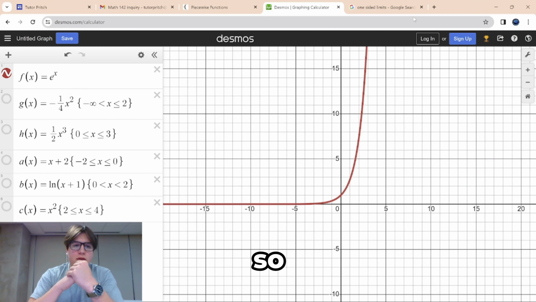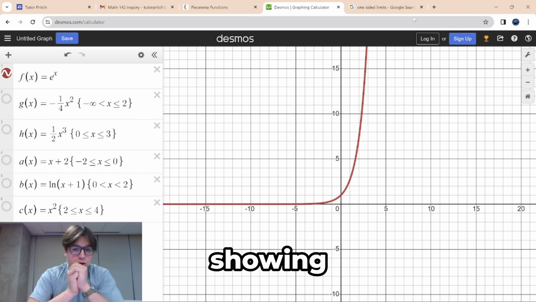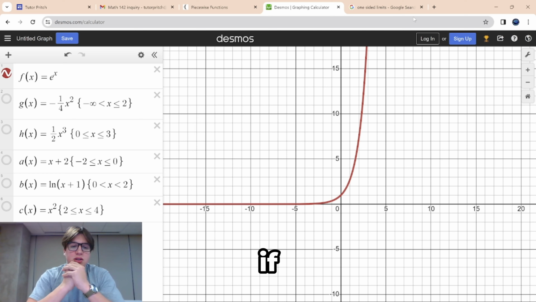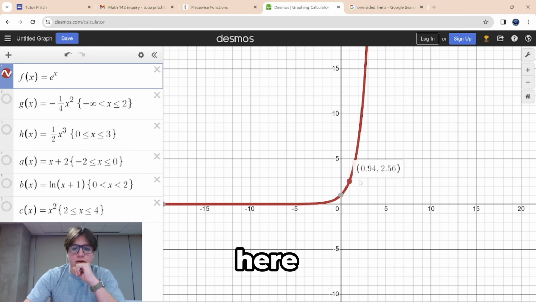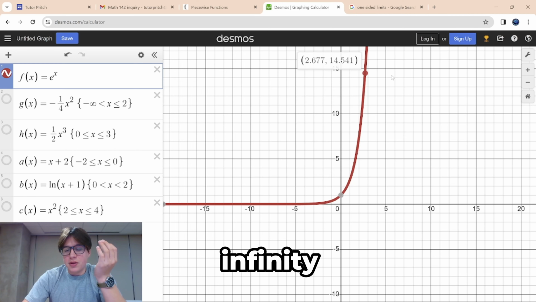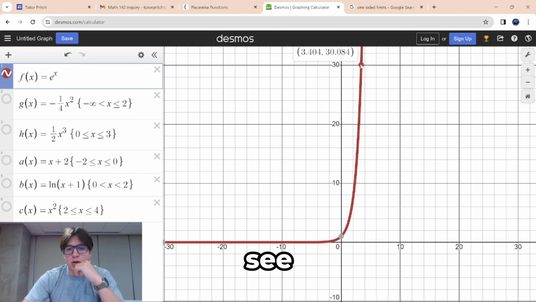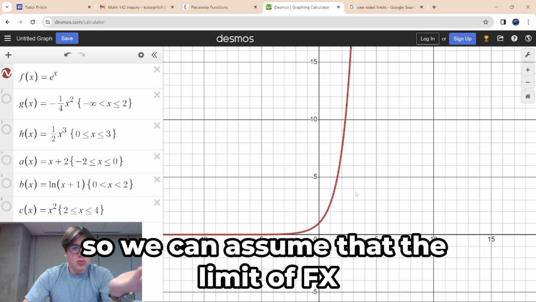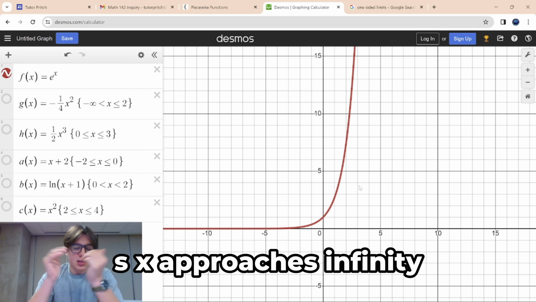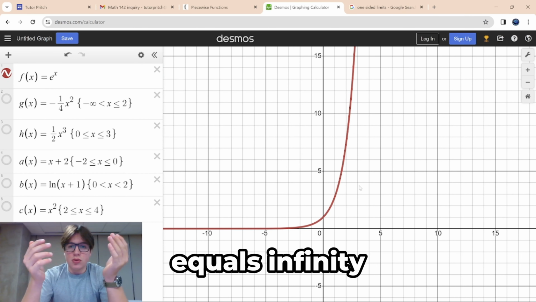All right, so first off, we have the function f(x) equals e to the x. You can see our function here, drag out the point along it. We can see that as the function goes to positive infinity, it just keeps growing. So we can assume that the limit of f(x) as x approaches infinity equals infinity.